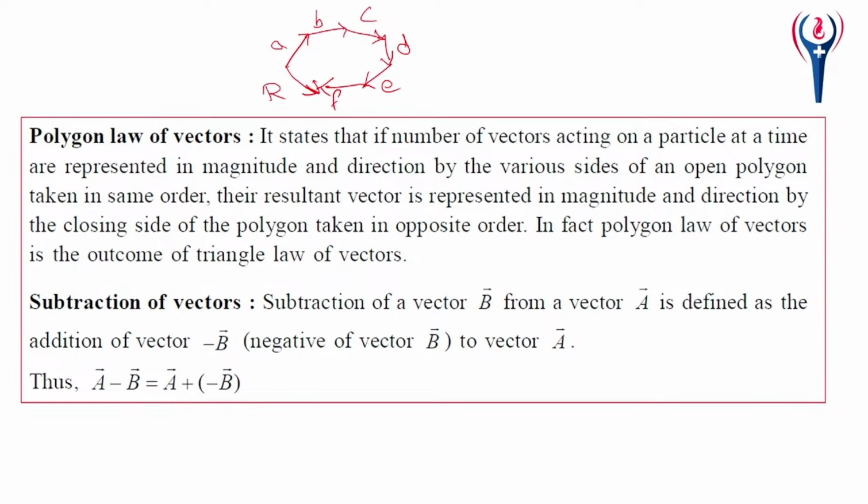Next, subtraction of vectors. Subtraction of vector b from vector a is defined as the addition of vector minus b to a. That is, a minus b means a plus minus b. Minus indicates it is acting in the opposite direction.